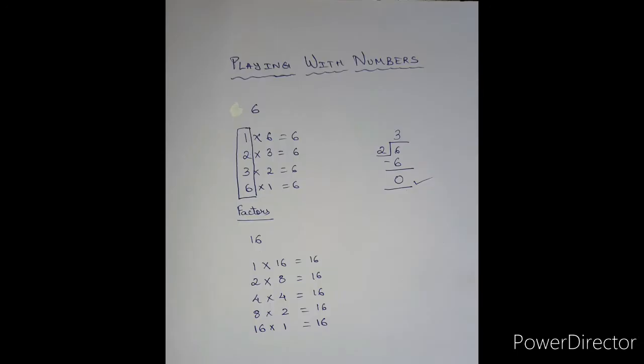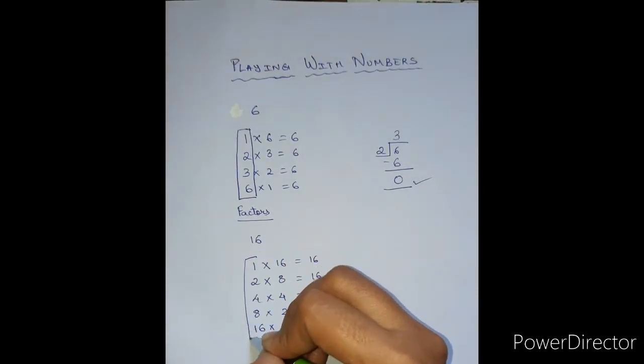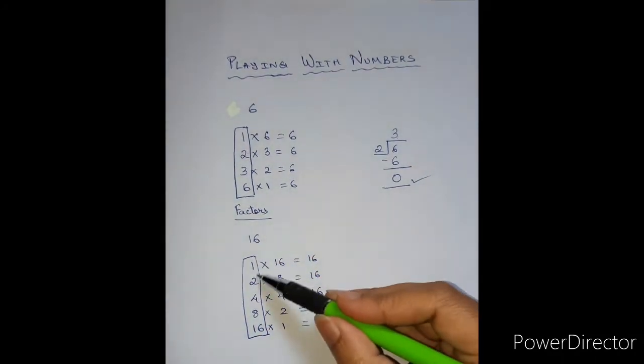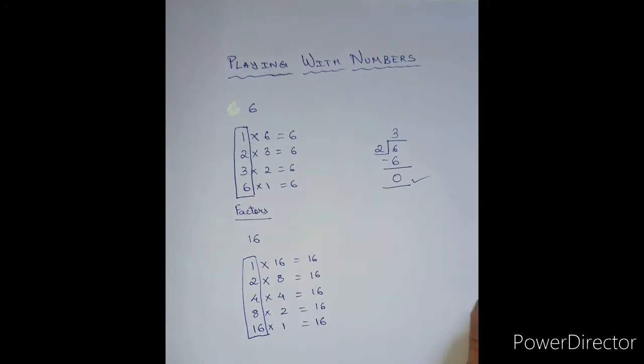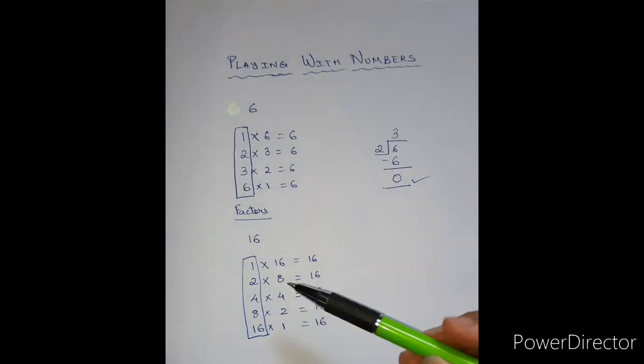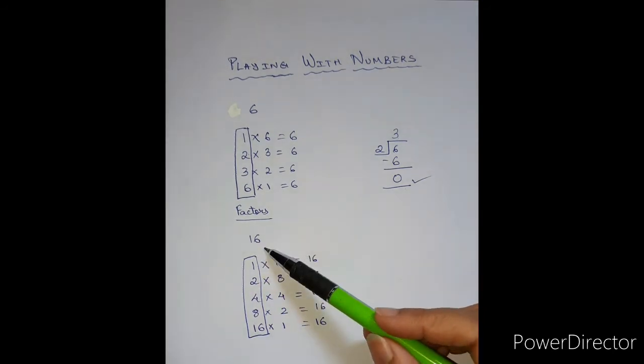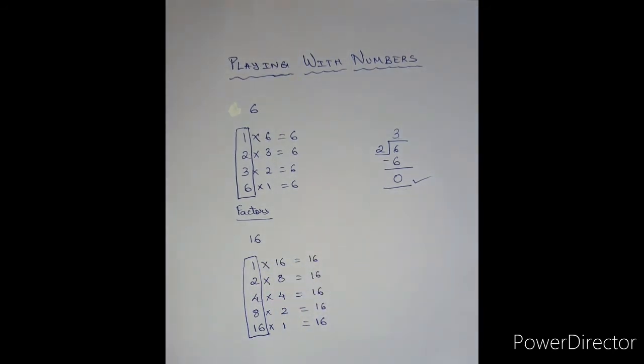Here is an easy method to find the factors. First let us mark the factors of 16. 1, 2, 4, 8 and 16 are the factors of 16. Let's count how many factors there are. 1, 2, 3, 4, 5 factors. So the number 16 has 5 factors.